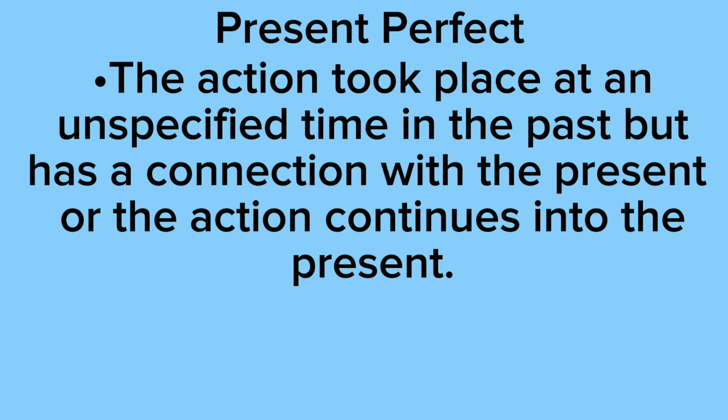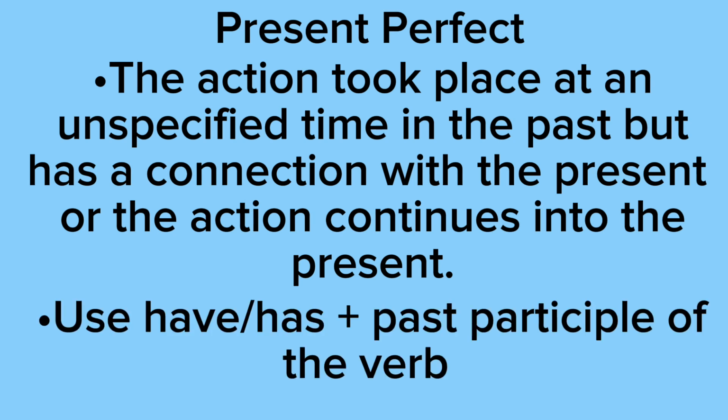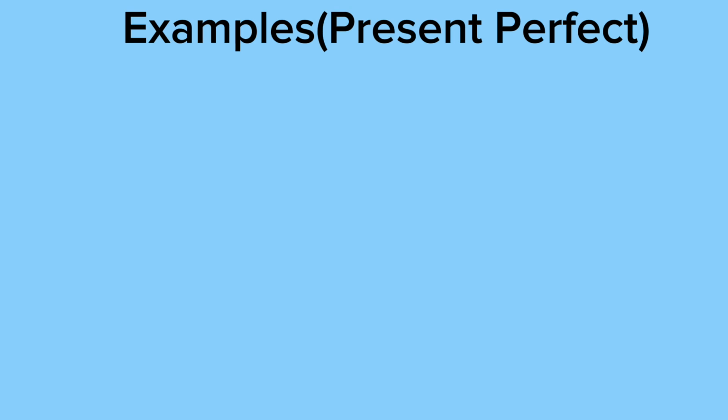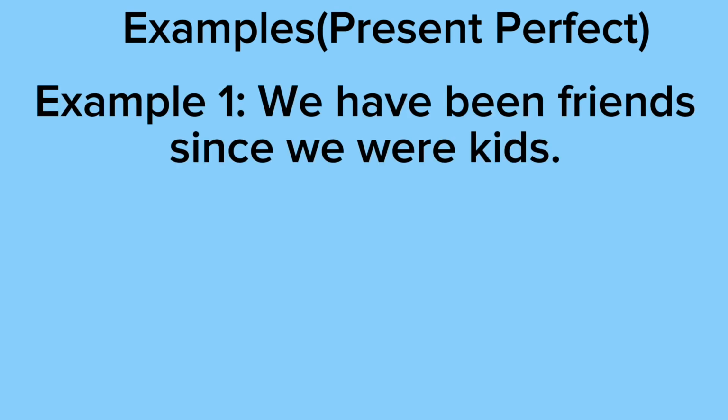Next, we have present perfect, which means the action took place at an unspecified time in the past, but has a connection with the present, or the action continues into the present. Use have or has plus the past participle of the verb. Examples of present perfect. Example 1 says we have been friends since we were kids.